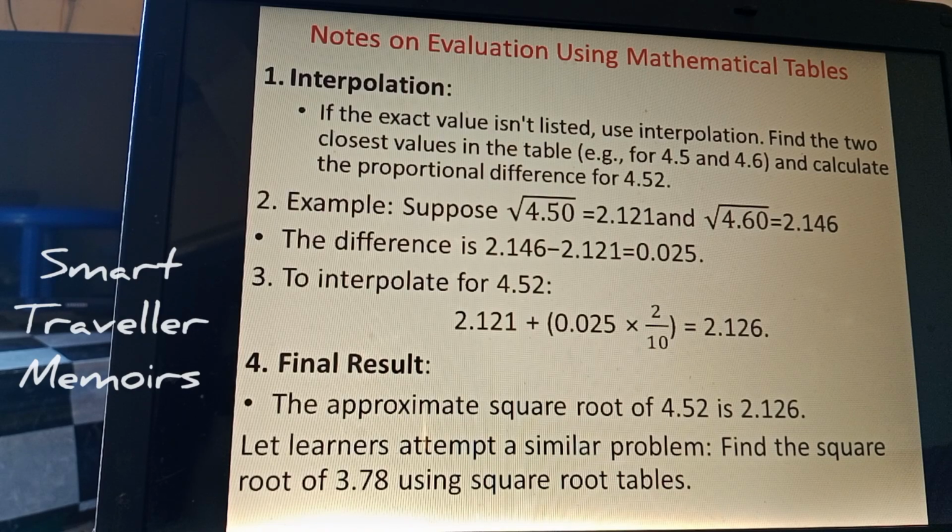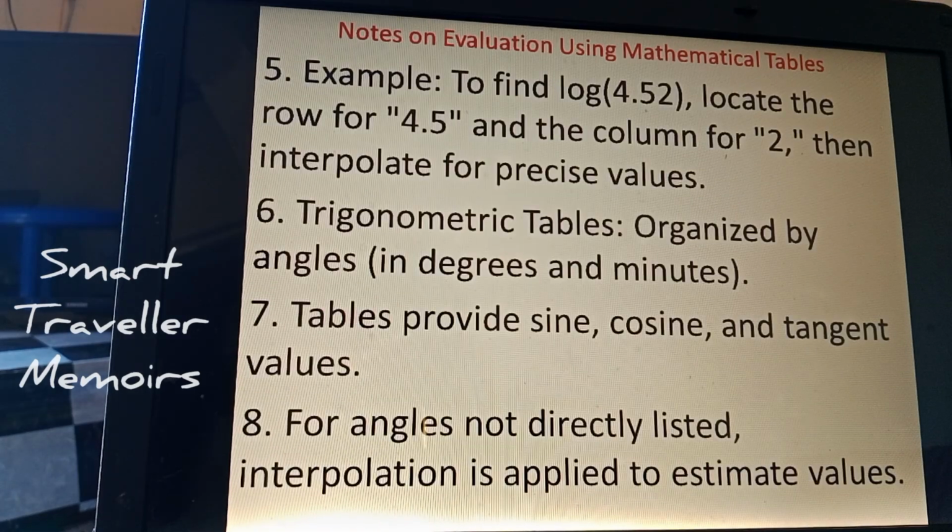Find the square root of 3.78 using square root tables. To find the logarithm of 4.52, locate the row for 4.5 and the column for 2, then interpolate for precise values.